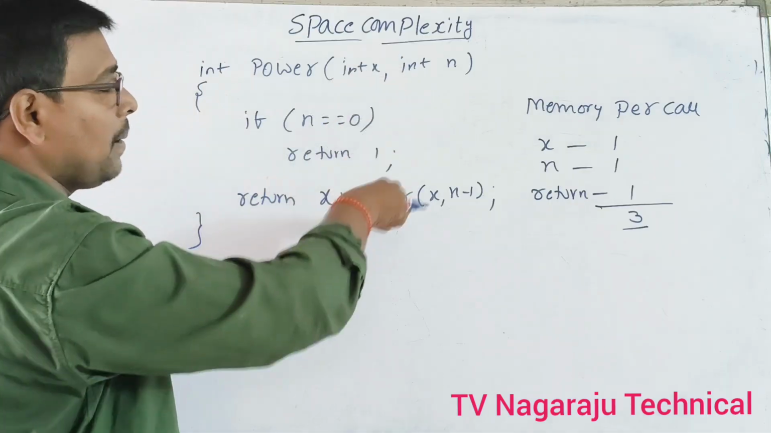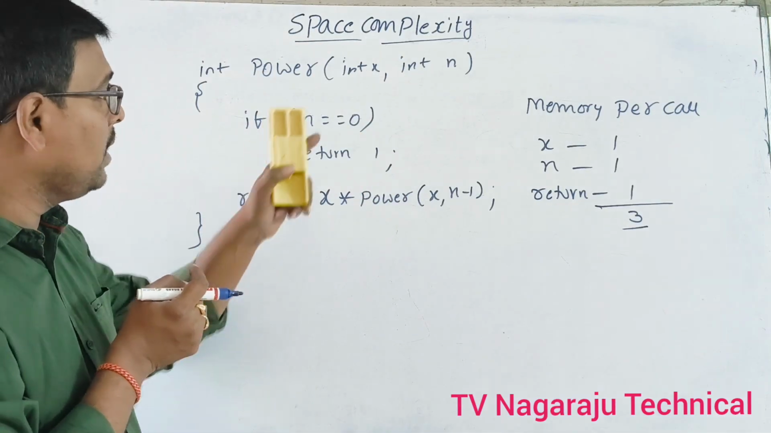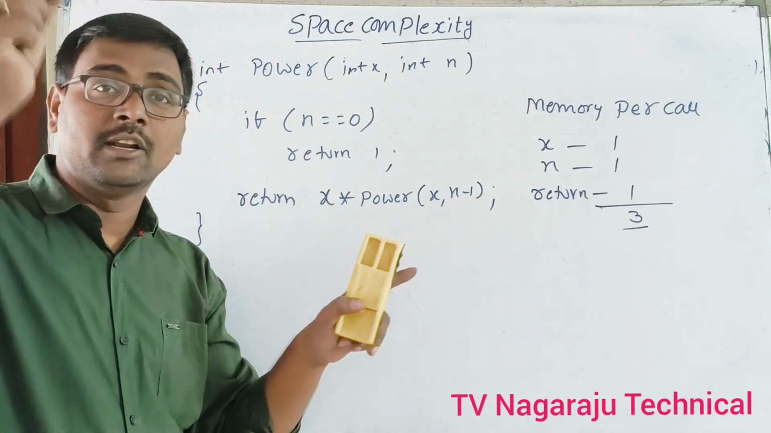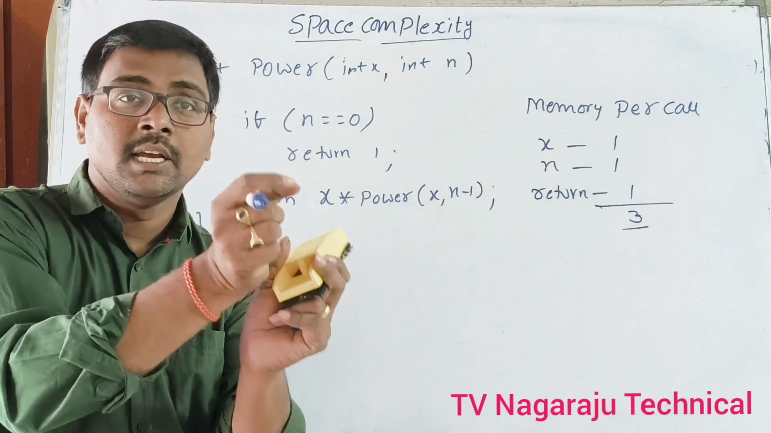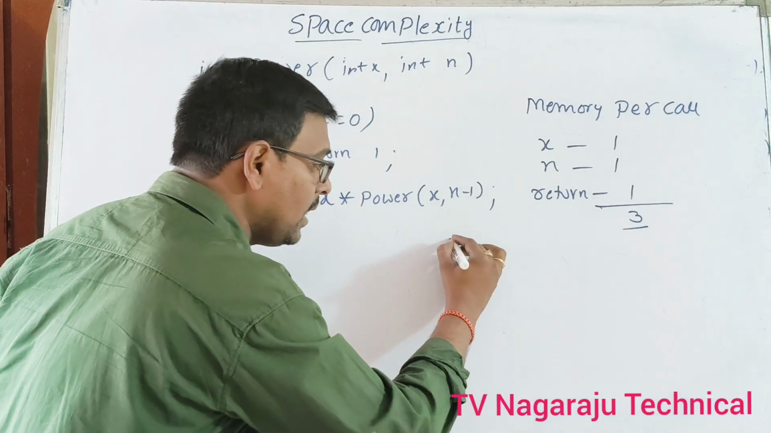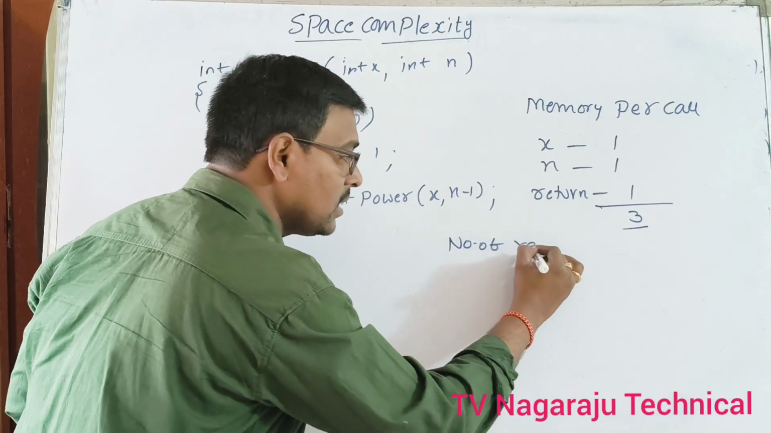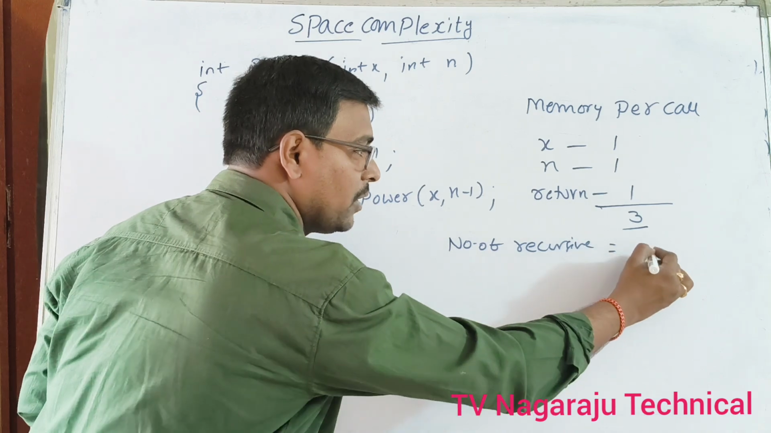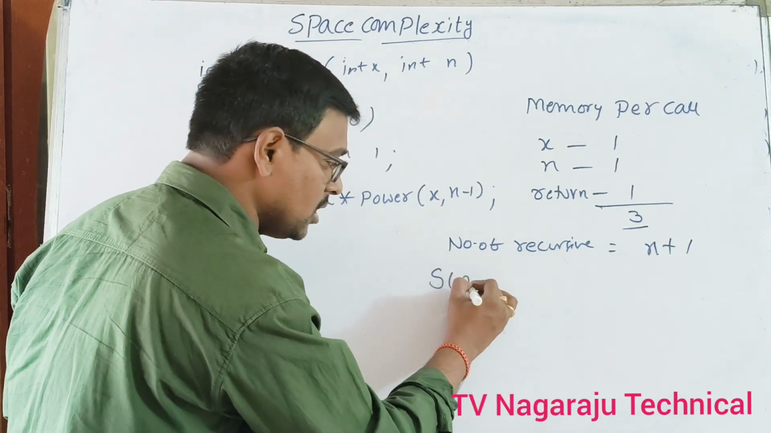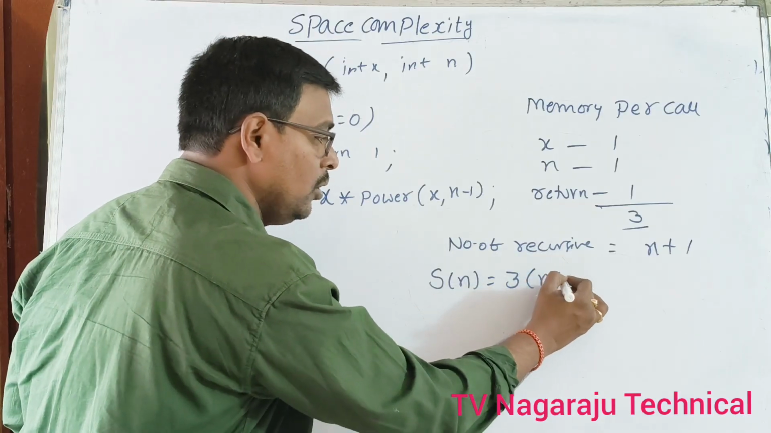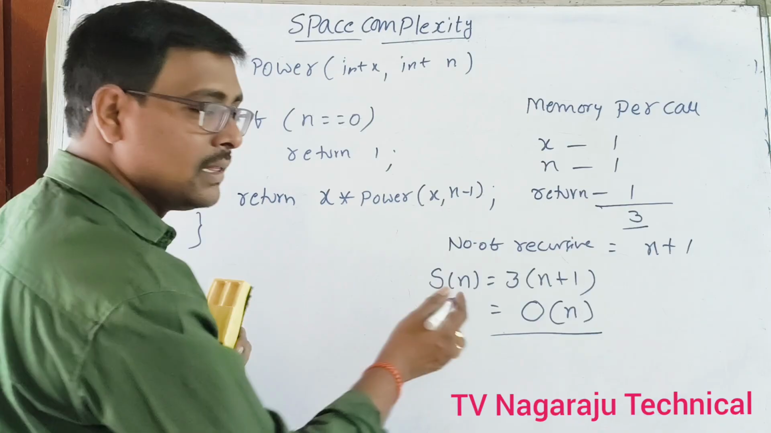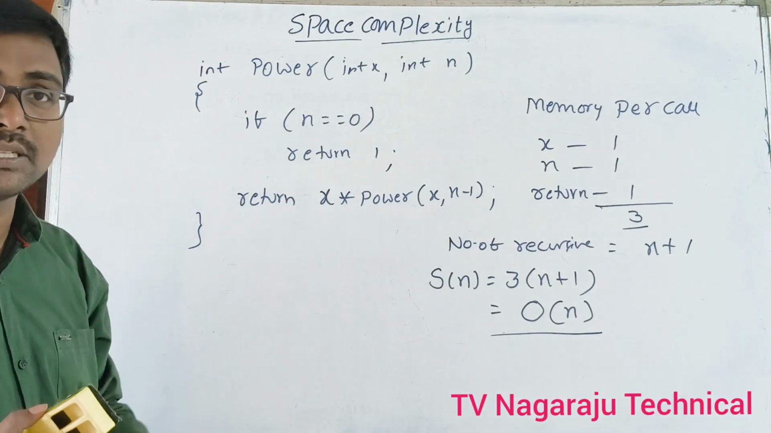Now how many recursive calls happened? It is a power function: x power n, x power n minus 1, and so on, down to x power 0. That is 0 to n, meaning n plus 1. So the depth of recursion is n plus 1. So the space complexity is equal to 3 into n plus 1, that is big O of n. This is the space complexity for this example.